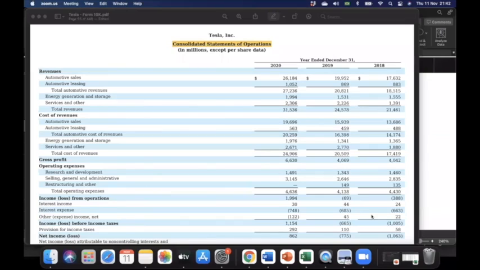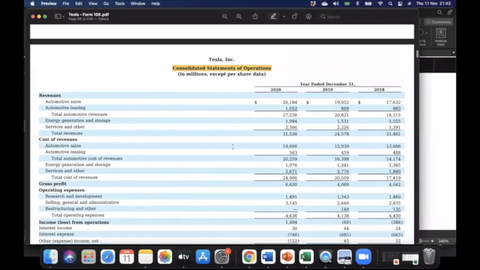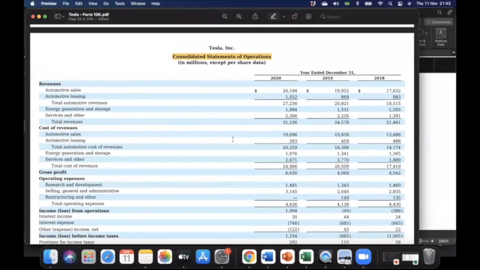And now take a look here at the consolidated statements of operations. Sorry, I forgot to share, right? Okay, all right, now yes. So, consolidated statements of operations.